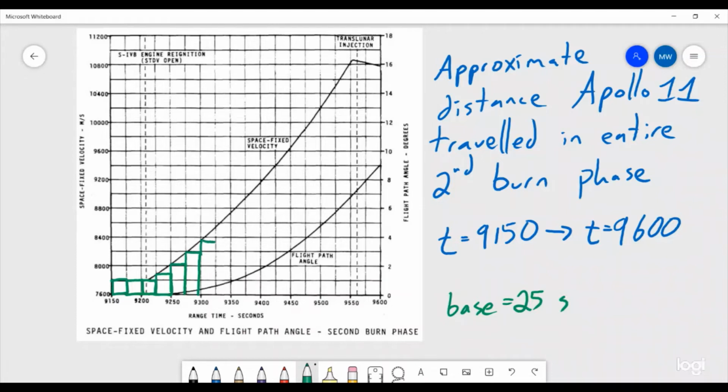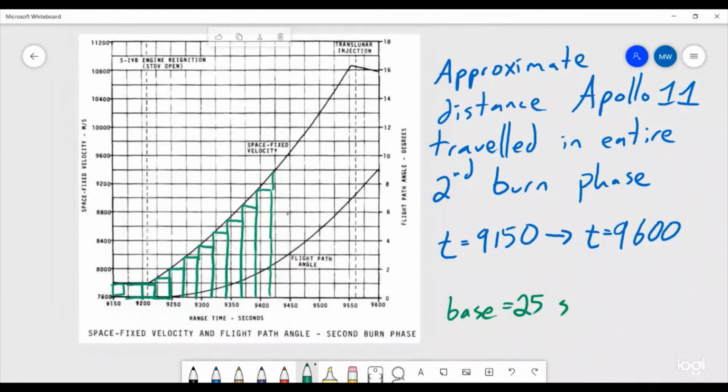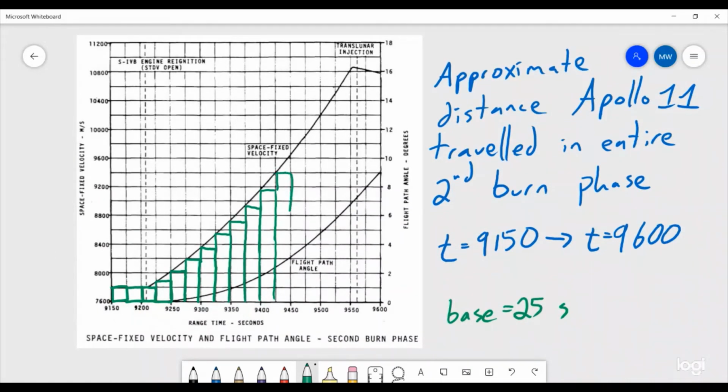So if we just go through and draw these different rectangles, we're going to be adding up all of these different heights to get our left endpoint approximation. Now, to be fair, just from looking at this, it's pretty clear that this is going to be an underestimate. We're definitely missing quite a bit of distance that we could have traveled as well.